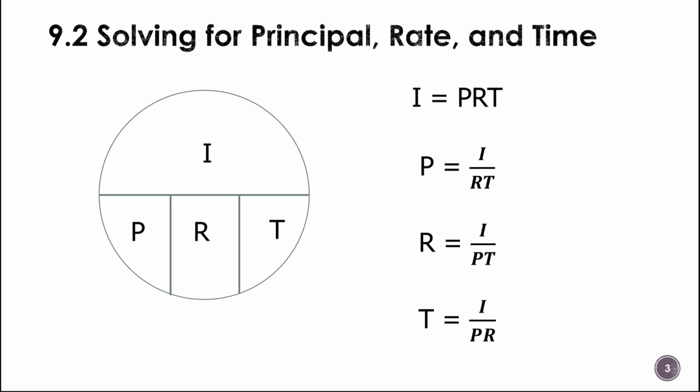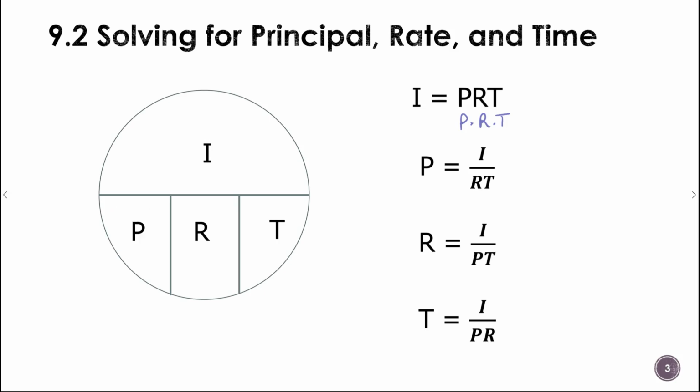So we have another circle chart here, and notice this one's I, and then the PRT is on the bottom, right? So that means that we might be dividing or we might be multiplying. If we're finding the interest, we multiply, right? P times R times T, that's how that's going to work. If we are finding P, then you kind of just cover this up, right? Let's cover this up. And I'm taking I divided by R times T. And so that's how that works.